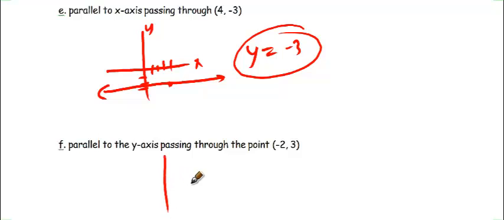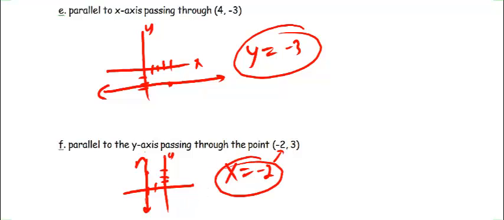So if you want to be parallel to the y-axis, right here, going through the point negative 2, 1, 2, 3, plot your point and draw a line that's parallel to the y-axis. And so I can tell it's a vertical line, so any vertical line is x equals, and what does x equal? Negative 2.